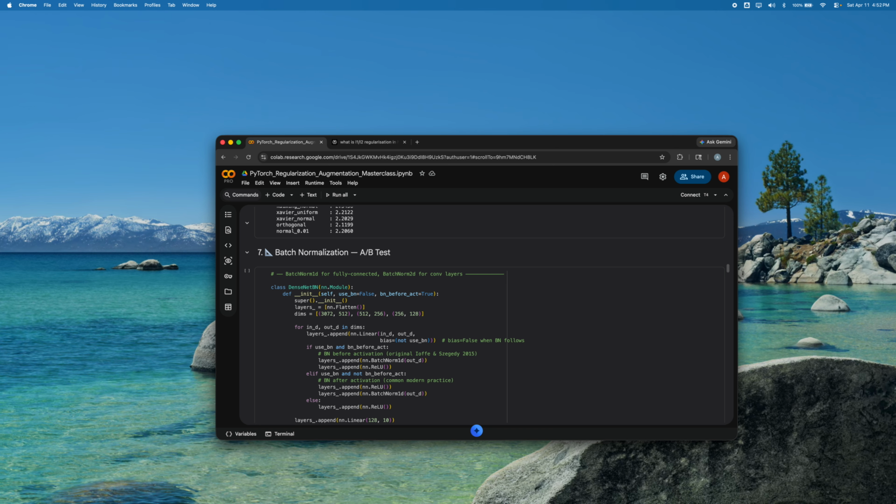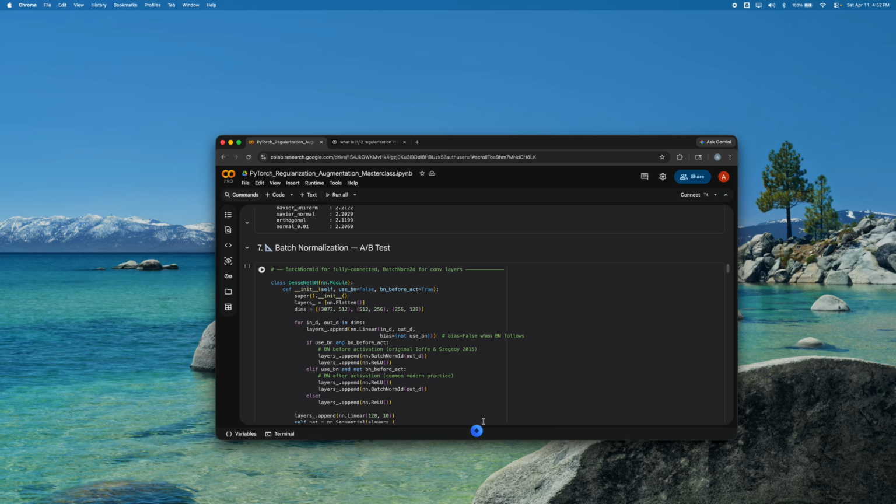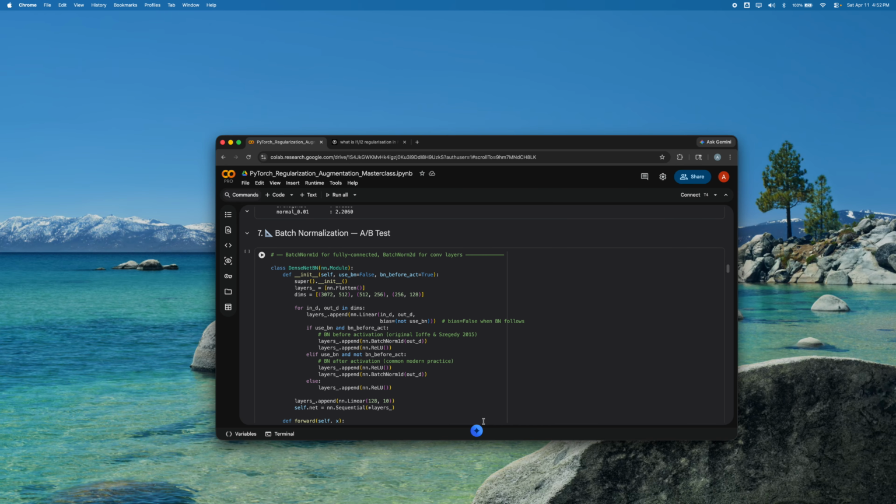BatchNorm1d or BatchNorm2d normalizes each batch of activations to have a mean around 0 and standard deviation of 1, and then applies learnable scale and shift parameters. An important nuance here is when batch norm follows a linear layer, you should set bias equals False on that linear layer because the bias is redundant, and batch norm's own shift parameter replaces it.